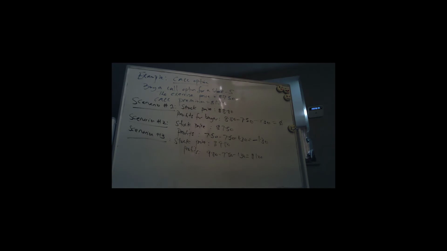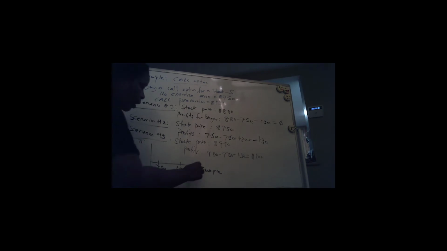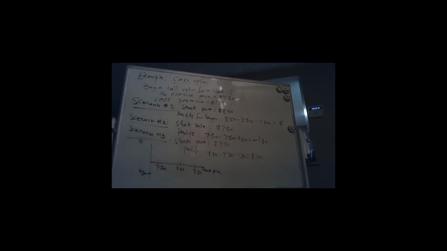Now, let's see if we can put this together on a graph. Okay? I'm going to draw a condensed graph right here. And let's say this is the stock price. Here are the profits over here. You're going to pay $1.30. You're going to be owed this. So you pay premium down here. The prices we had $7.50, $8.80, and then we had $9.80.